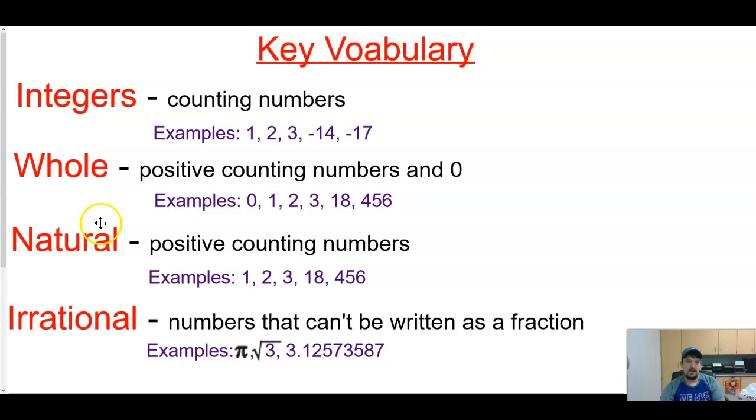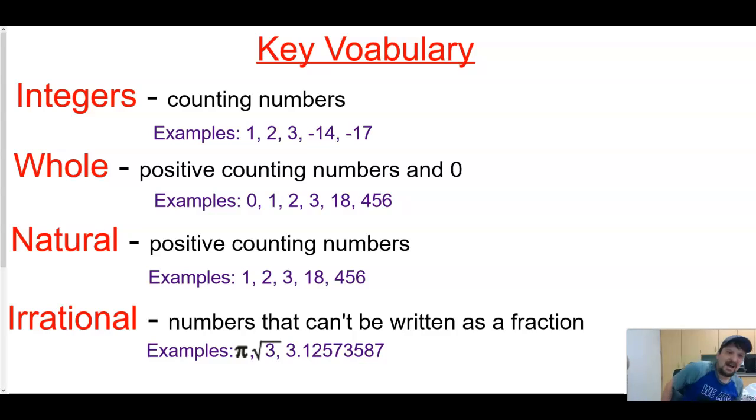Okay? And then we have our whole numbers. Our whole numbers are our positive counting numbers and 0. So, for example, we have 0 and then all of our positive numbers. 1, 2, 3, 4, 5, 6, 7, 8, 9, 10. All the way up to whatever number you can think of that's positive.